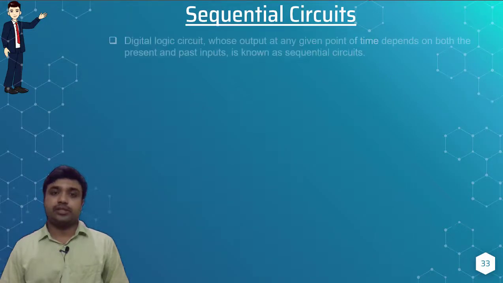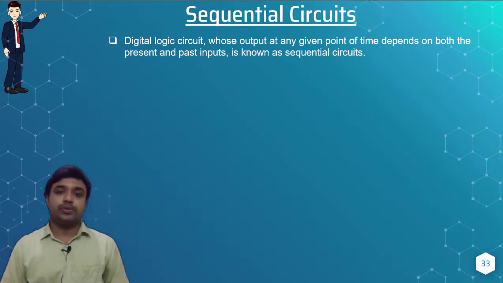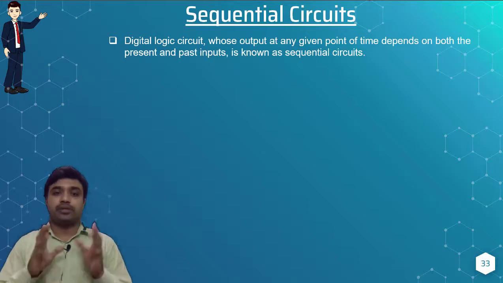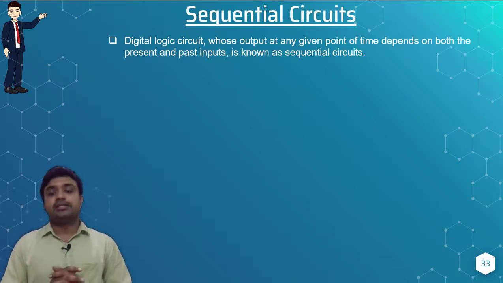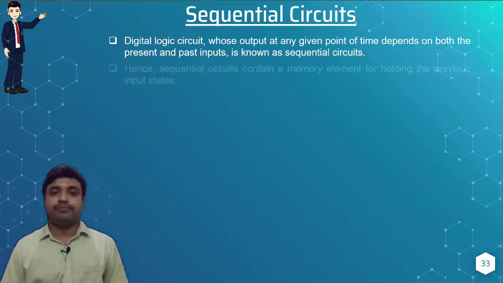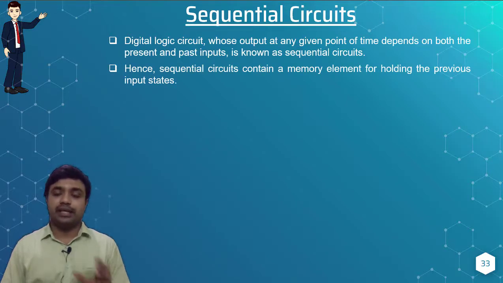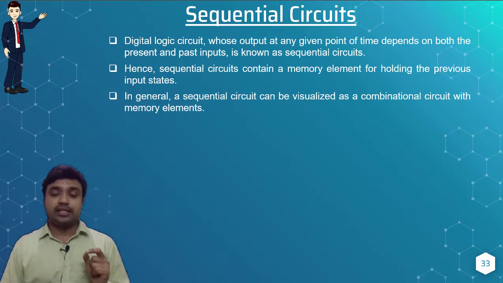Next is the sequential circuit. What is a sequential circuit? A digital logic circuit whose output at any given point of time depends on both the present and past input is known as a sequential circuit. For a combinational circuit, only the present input is taken into consideration. For sequential circuits, the present input with a past input combination is considered to be a valid combination. Hence sequential circuits contain a memory element for holding the previous input states.